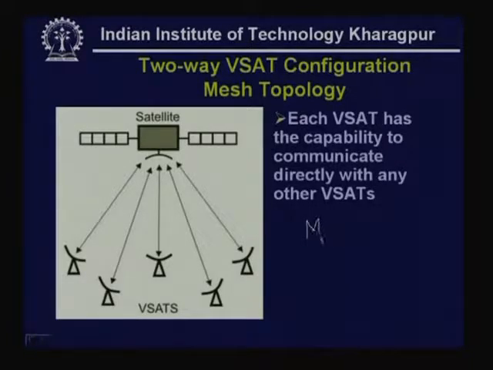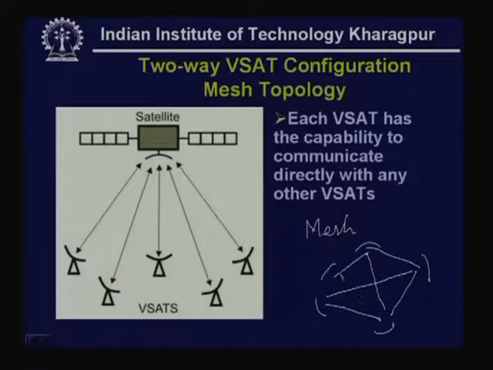mesh topology. Although the satellite is there, being used as the via media, but here suppose this is one VSAT, this is another VSAT, and so on, all of them can communicate with each other. So, it forms some kind of mesh network since they can communicate with each other. So, it forms a mesh. So, we can see it is a mesh type of network that can be formed, and although the satellite is there, it is used as via media. So, this is two-way VSAT configuration using mesh topology.